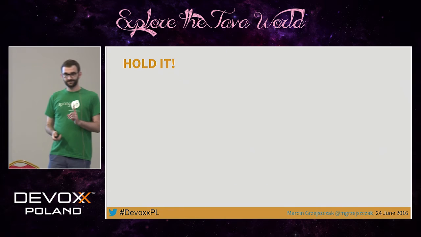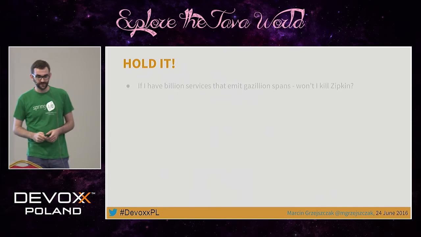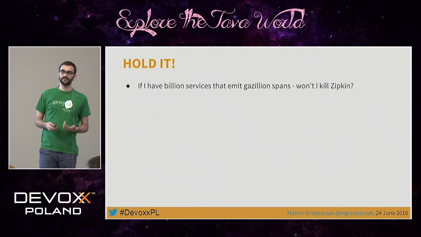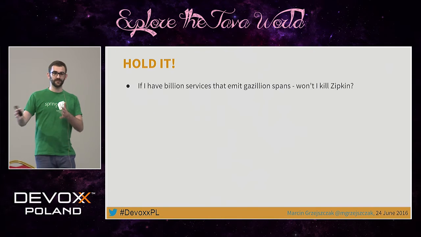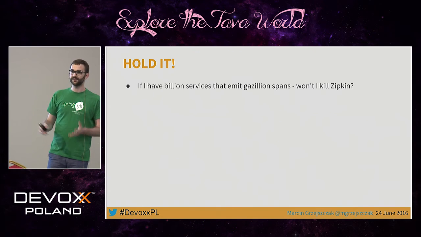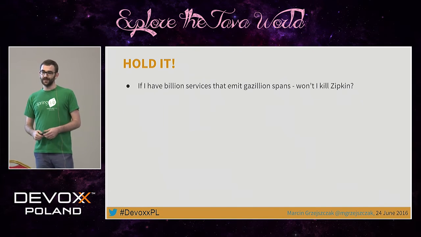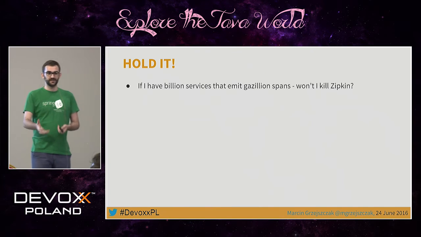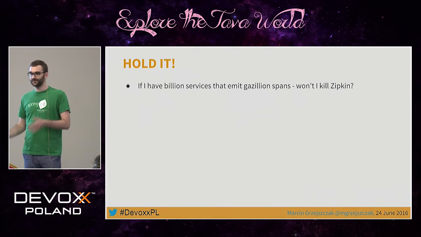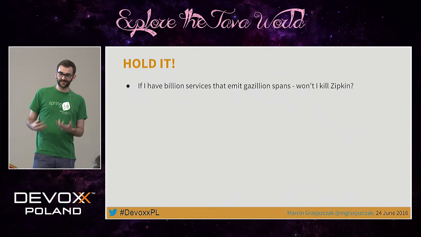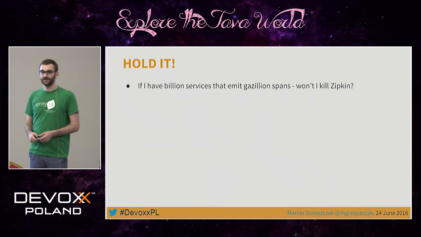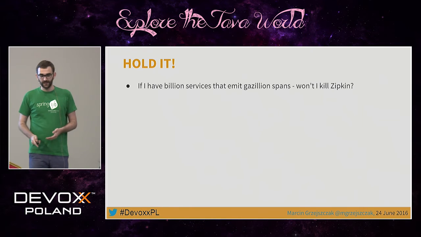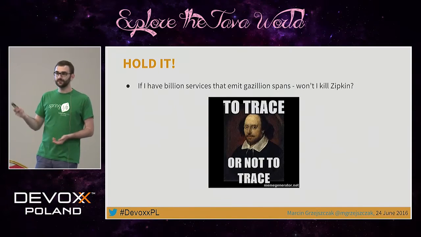Now hold on. What you should ask about is, if I have a billion services that emit a gazillion spans, will I not destroy Zipkin, like those collectors? You will flood them with messages. And actually, you might. So the first thing is whether the applications will sustain the load. And the second thing, whether the database will accept that much data. If you have seriously a bazillion of those spans, you'll have to put them somewhere. So the question is to trace or not to trace.